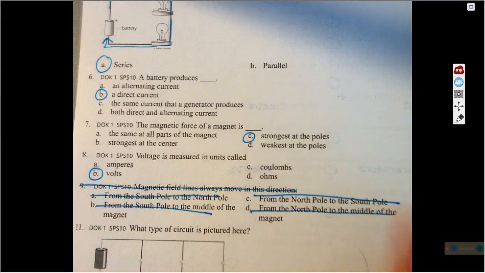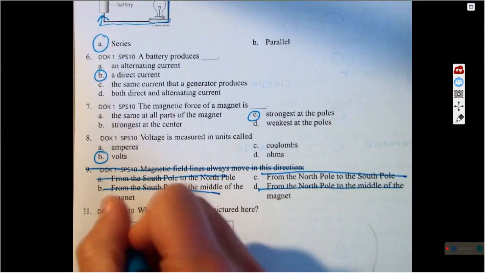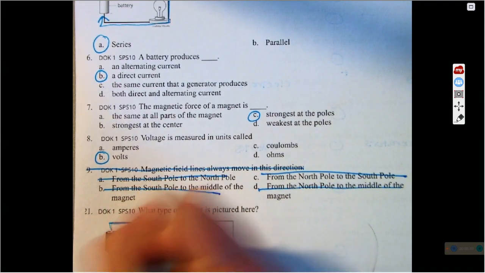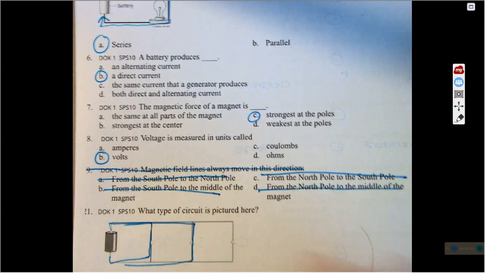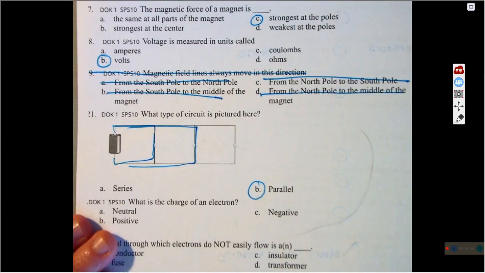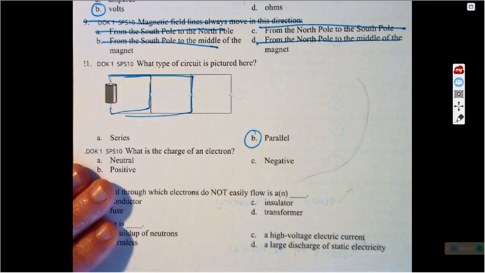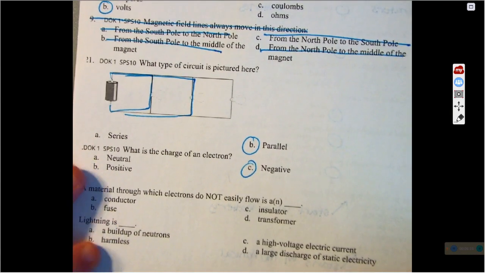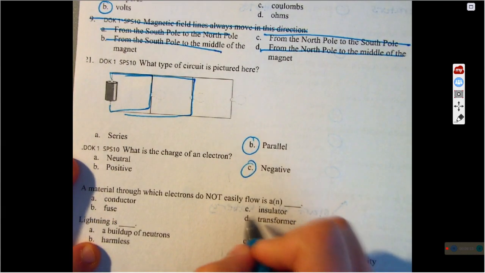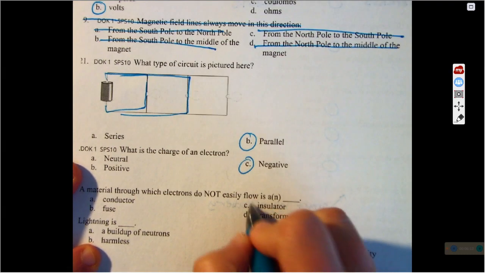All right, what type of circuit is this? Well, I see multiple pathways. 1, 2. So since there's multiple pathways, it's going to be parallel. What is the charge of an electron? That is going to be negative. A material through which electrons don't flow easily. Remember, if they do flow easily, it's a conductor. If they don't, it's an insulator.